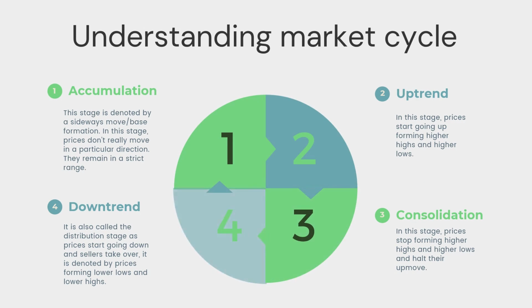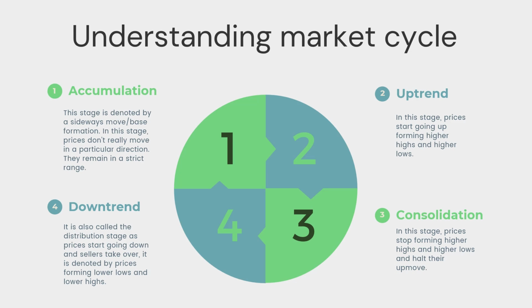The market cycle starts with accumulation phase. So this stage is denoted by a sideways move. A base formation happens in this stage. Prices don't really move in a particular direction, they remain in a straight range. Then comes uptrend. In this stage, prices start going up, forming higher highs and higher lows.